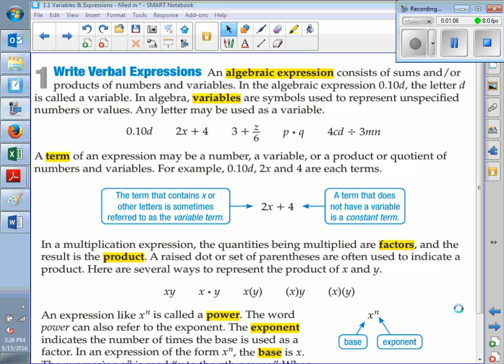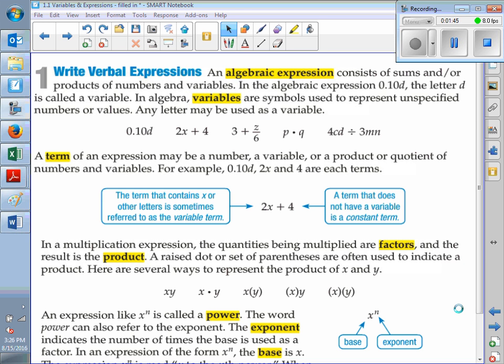All right, so today first thing we're going to do is write verbal expressions. So an algebraic expression consists of sums and/or products of numbers and variables. There's your first definition. In the algebraic expression 0.10d, the letter d is called the variable. And in algebra, variables are symbols used to represent unspecified numbers or values. And any letter can be used as a variable. T, x, c, whatever. Okay?